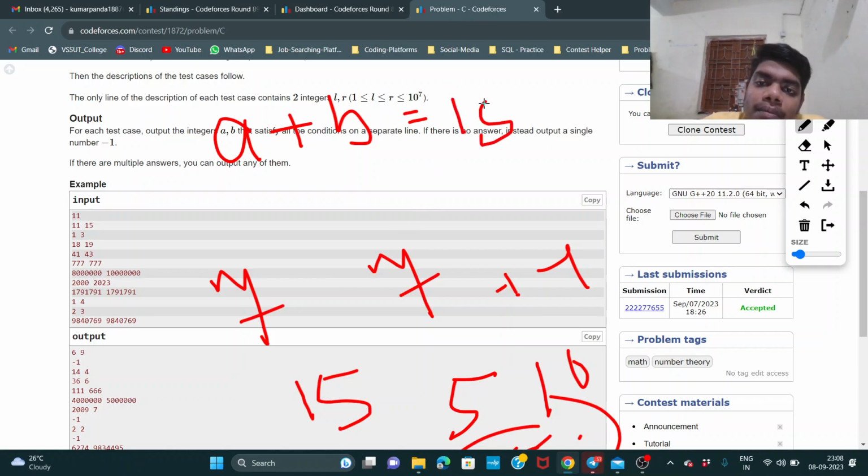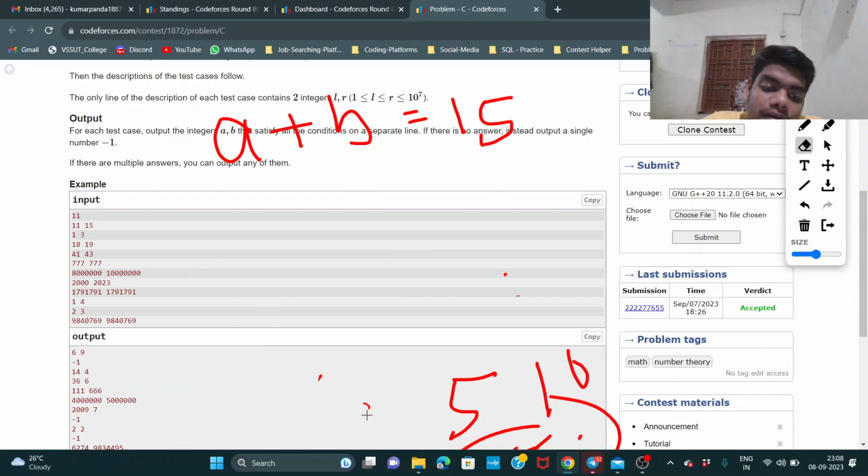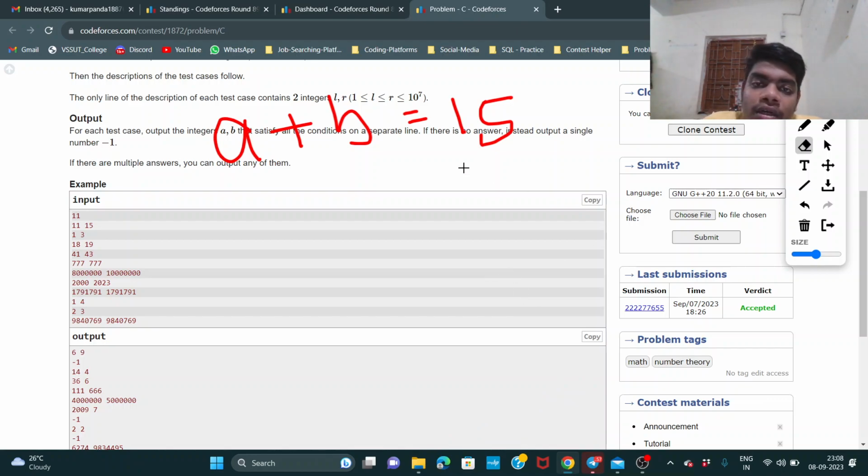let's consider the 5. Okay, so how are you going to calculate the answer for the 5? I just want to tell you the simple mathematical formula for that. Okay, so this is the concept.